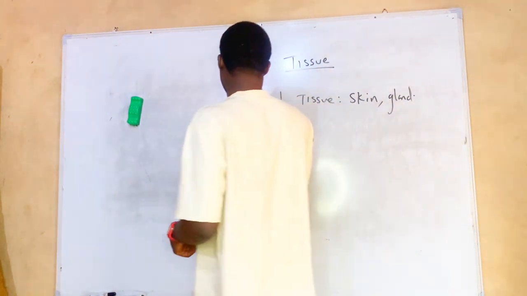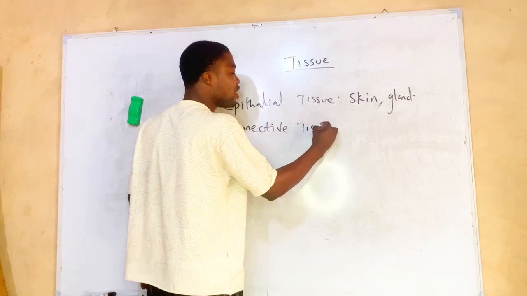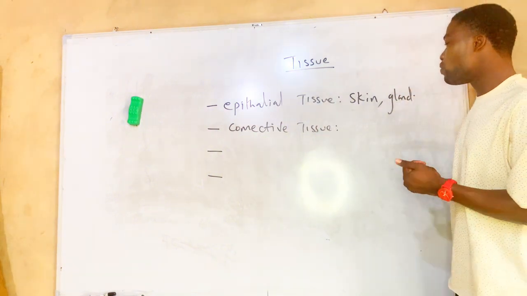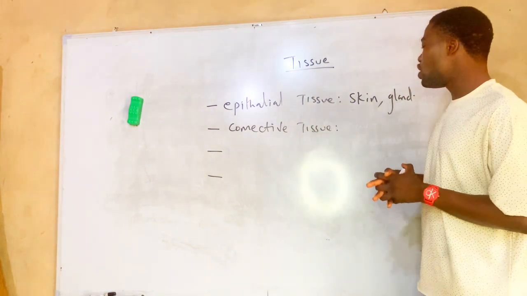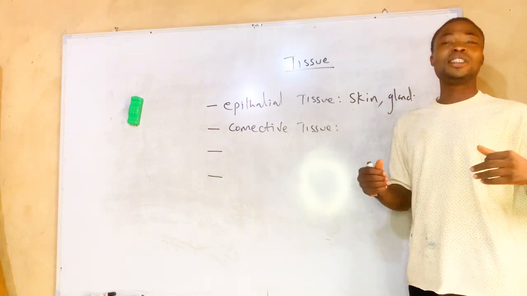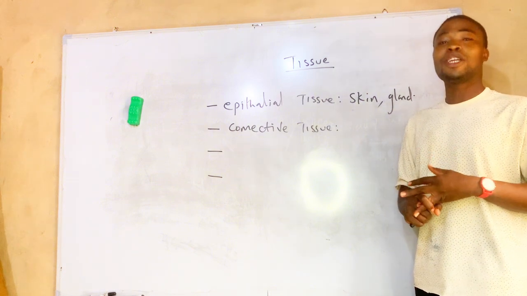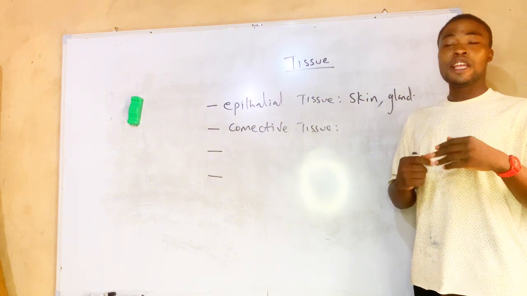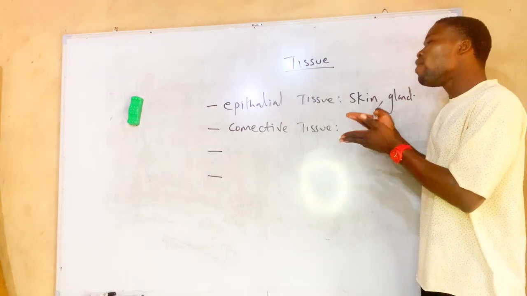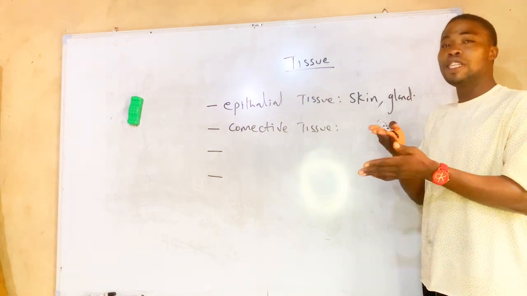Now, the next type of tissue is connective tissue. Please, if you're writing any major exam that has this kind of concept, I would like you to really pay attention to this. Now, what is a connective tissue? Now, a connective tissue is actually a tissue that can bind organs together. So there are tissues that bind organs together. They also provide support. In most cases, or in some cases, the connective tissues are found beneath the epithelial tissues. Connective tissues are usually found beneath the epithelial tissues.